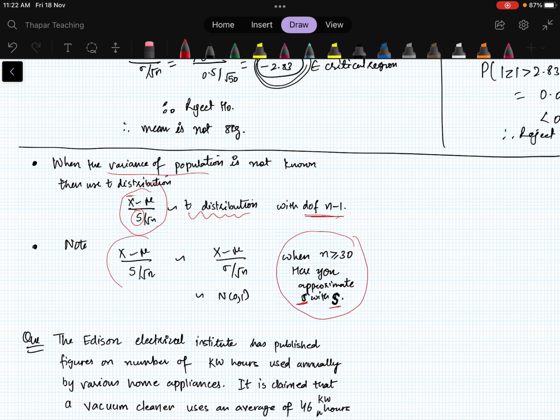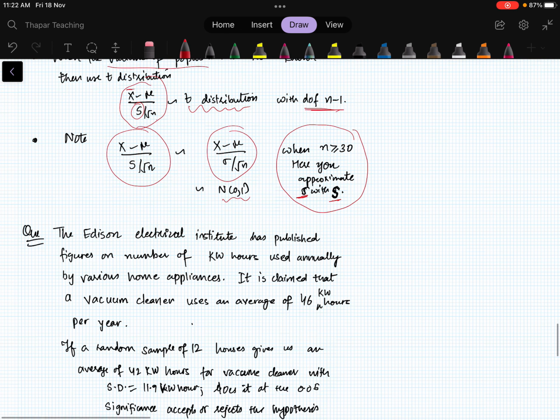So you will have this is same as this, and then you can go for the normal distribution. So that is your choice. Okay, so let us look at one example here.